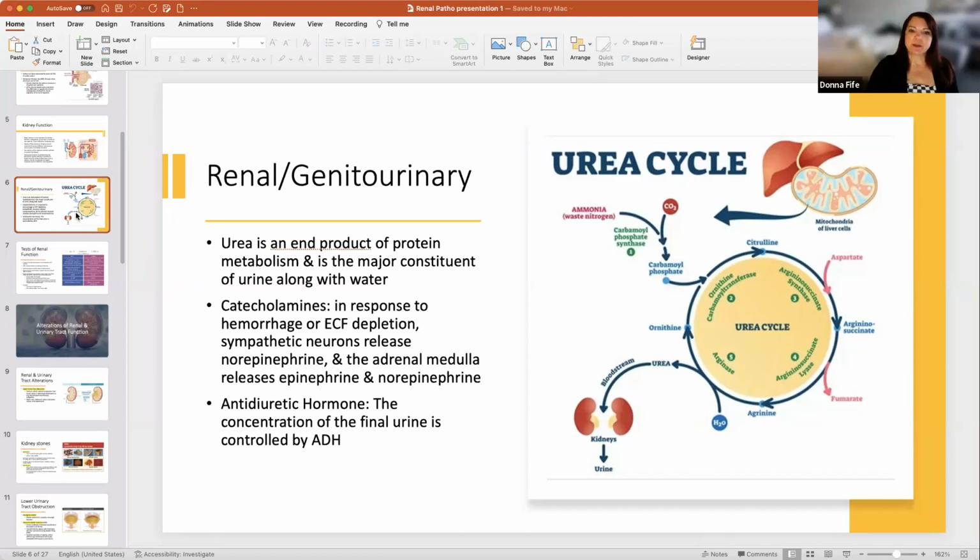Catecholamines are released in response to hemorrhage or ECF depletion, extracellular fluid depletion. The sympathetic neurons release norepinephrine, and the adrenal medulla releases epinephrine and norepinephrine. We have the antidiuretic hormone, and the concentration of the final urine is controlled by the antidiuretic hormone.